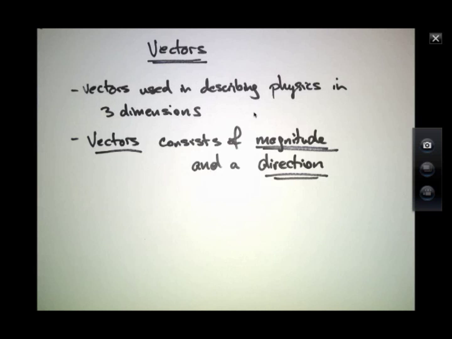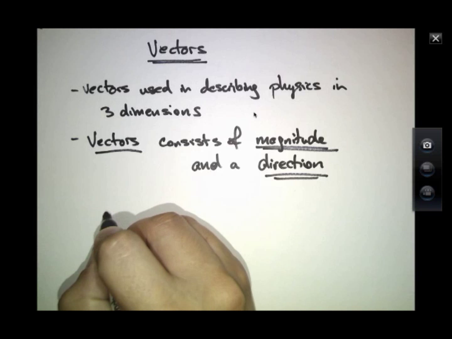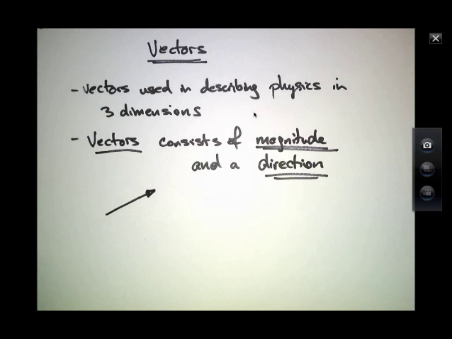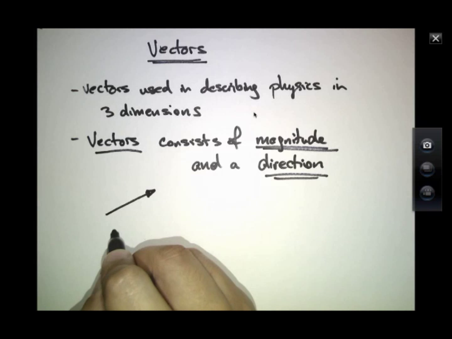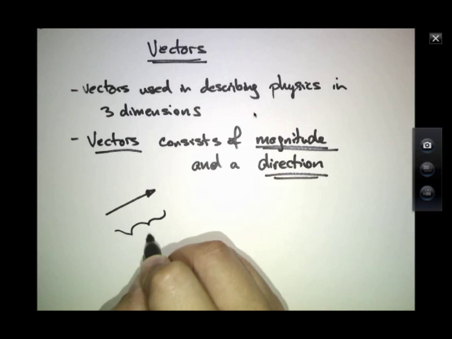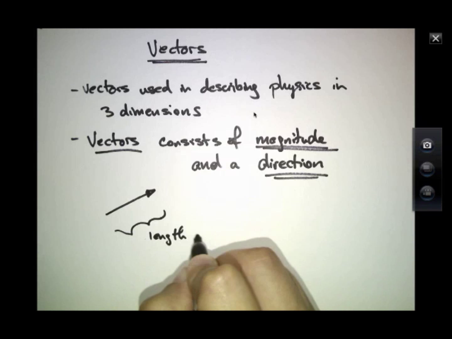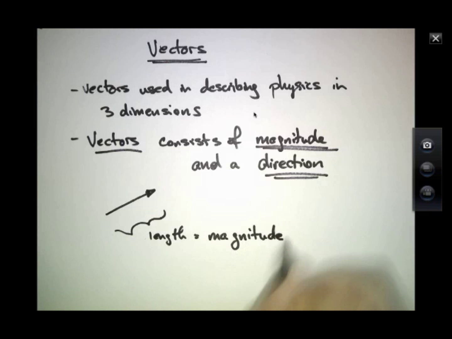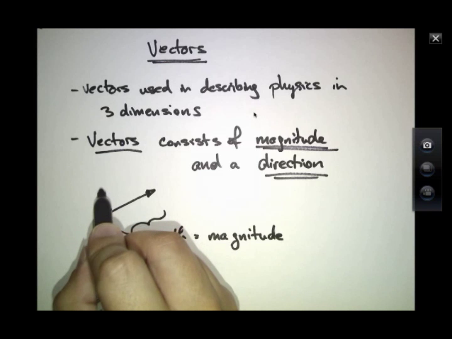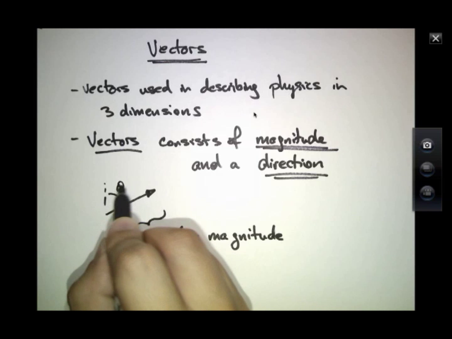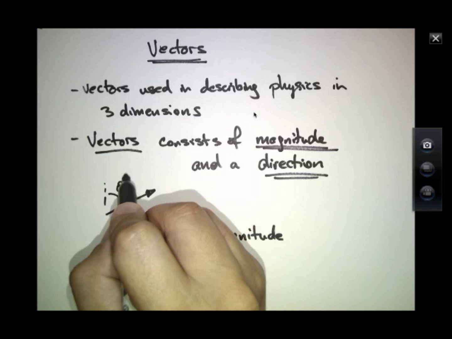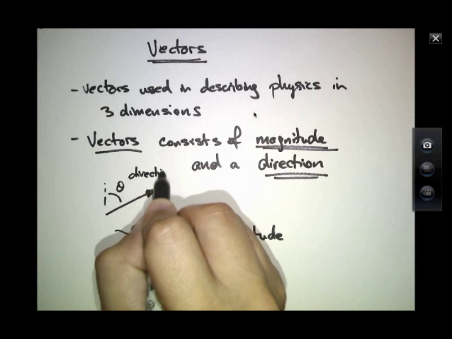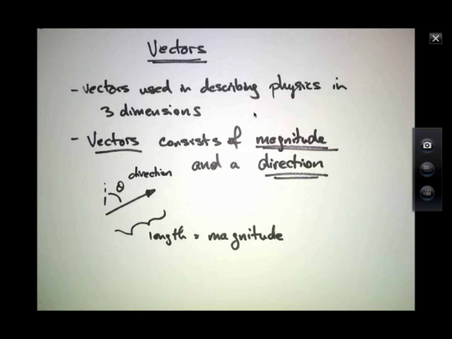So just like saying I walked 3 meters, that might be a vector that represents 3 meters. The length of this thing represents something about the magnitude, but the direction of this thing is represented by whether I walk that 3 meters north or south or east or west.